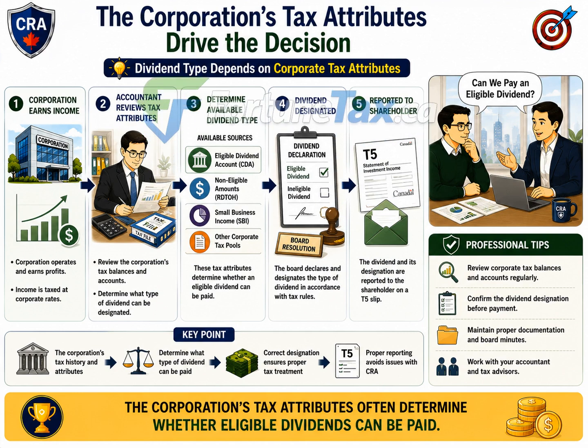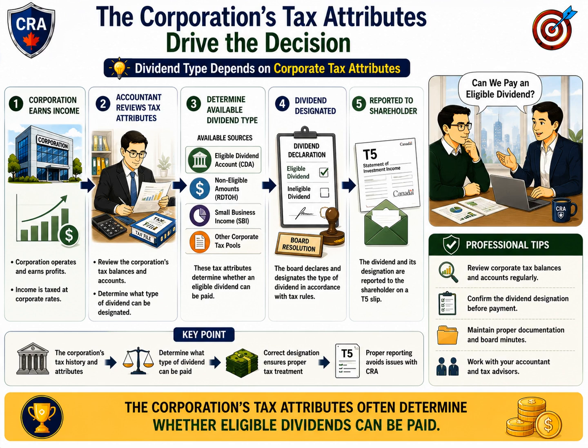After the dividend has been declared and designated, it must be reported correctly to the shareholder. This reporting generally appears on the shareholder's T5 slip and is used when preparing the personal income tax return. Proper reporting is important because the tax treatment of the dividend depends on its classification. An incorrect designation or reporting error can create unnecessary complications and potentially lead to problems during a review by the Canada Revenue Agency.